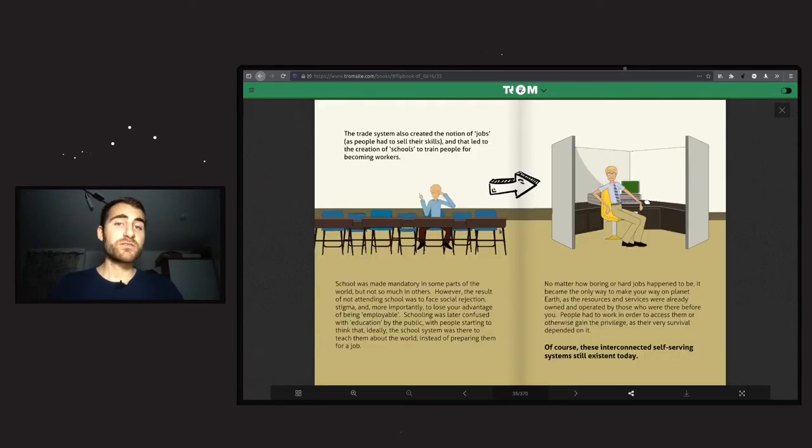The trade system also created the notion of jobs, like people had to sell their skills, and that led to the creation of schools to train people for becoming workers. Schooling was then confused with education by the public, with people starting to think that, ideally, the school system was there to teach them about the world instead of preparing them for a job.